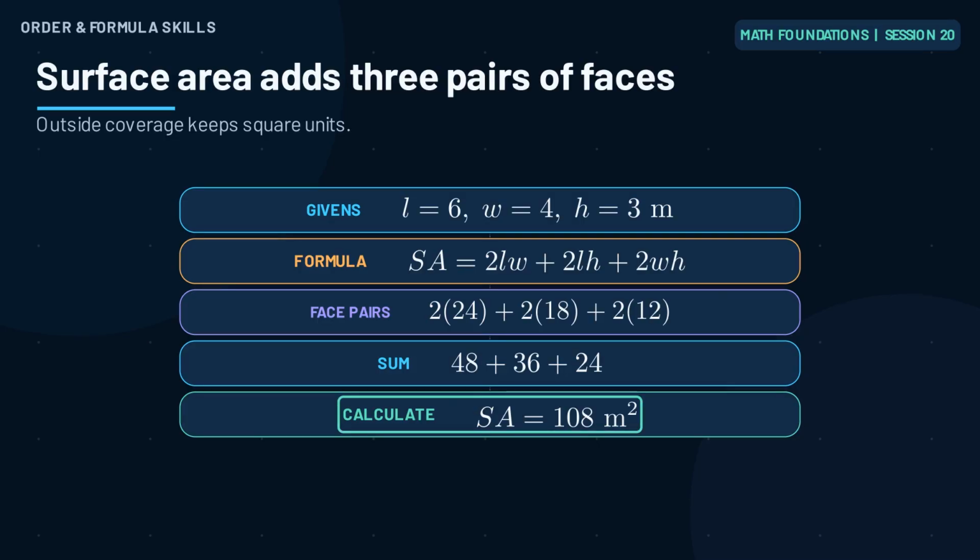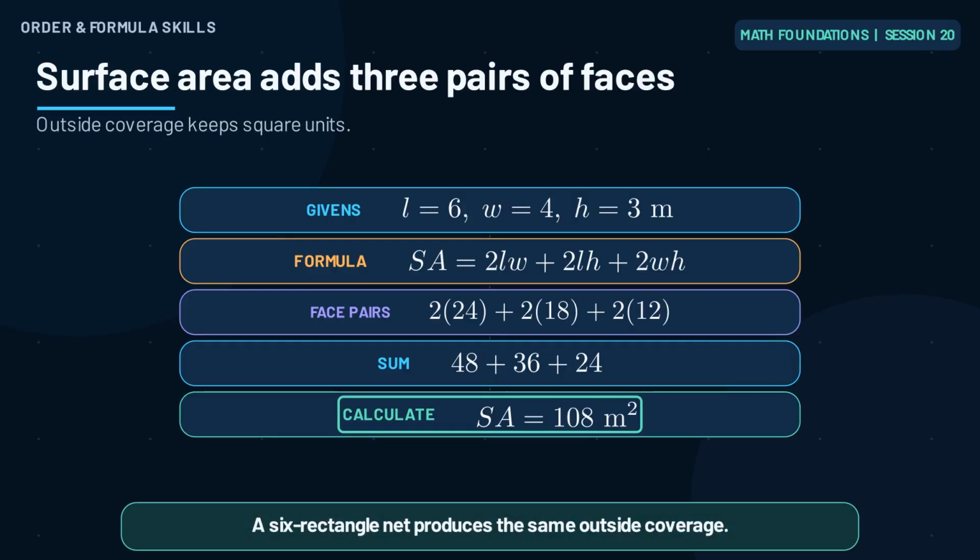Square meters describe the 6 flat faces. A net of 6 rectangles would produce the same total. Do not multiply all 3 dimensions when the question asks for outside coverage.